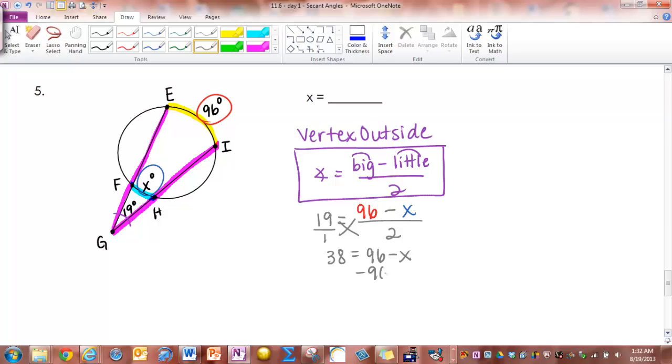I subtract 96 from both sides, and I get negative 58 equals negative x. Dividing by negative 1 gives me x equals 58 degrees.